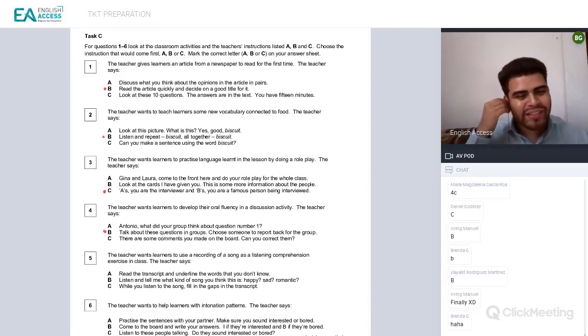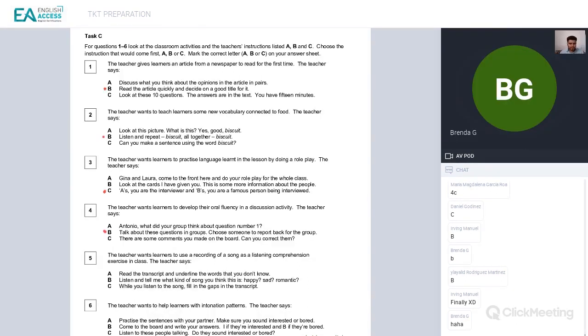Number 5. Okay, 5. The teacher wants learners to use a recording of a song as a listening comprehension exercise in class. The teacher says, A. Read the transcript and underline the words that you don't know. B. Listen and tell me what kind of song you think this is, happy, sad, romantic. C. While you listen to the song, fill in the gaps in the transcript. All right. Number 5. Very good, everyone. Everyone got this correct.